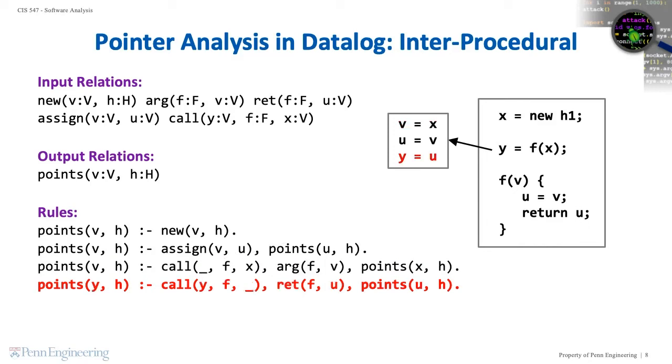And the second new inference rule is as follows. It reflects that if variable y receives the output of a call to f and f returns the variable u, then y may point to the same allocation site as u.